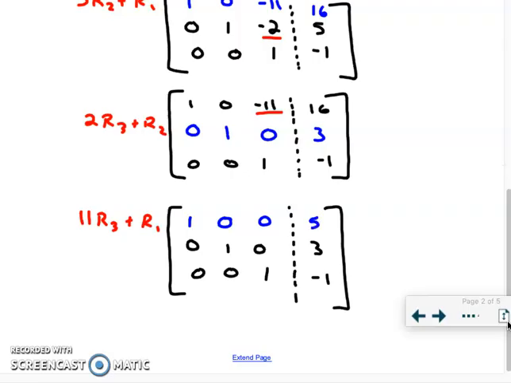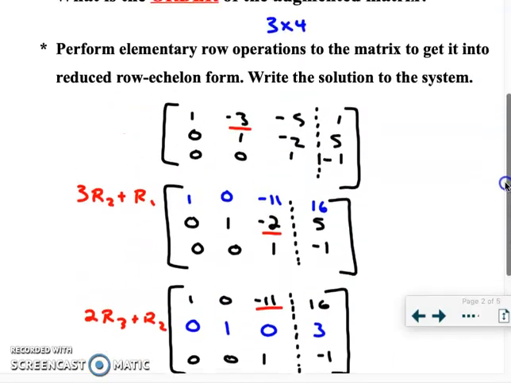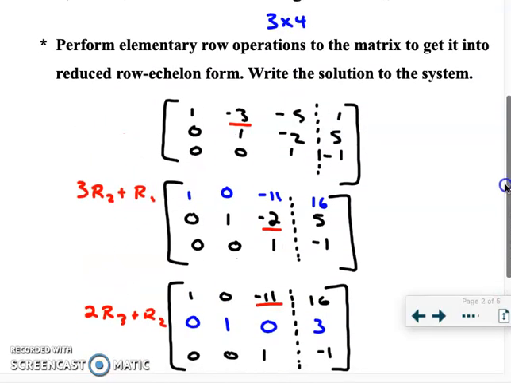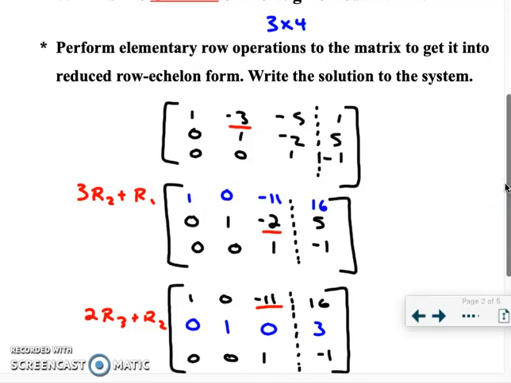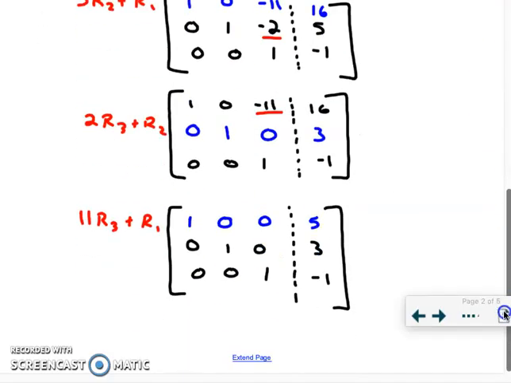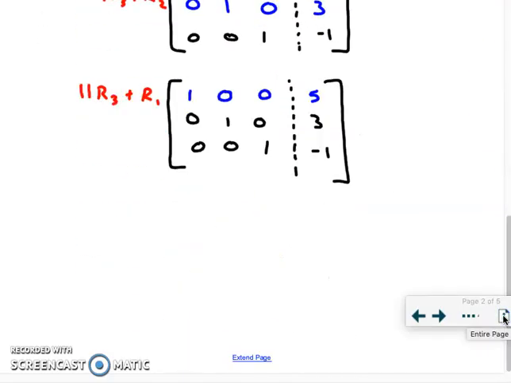So our job was to get into reduced row echelon form. We've done that. I just need to go back and look at the directions here. We put it in reduced row echelon form. Now it says to finish by writing the solution to the system. So remembering the solution to the system, we now know what this truly means.